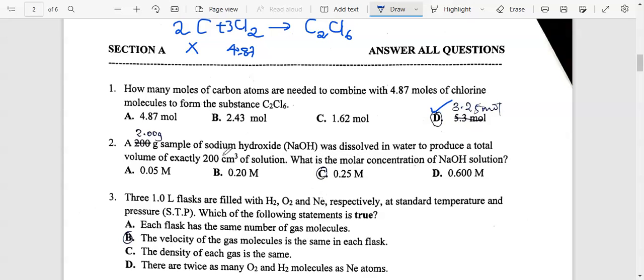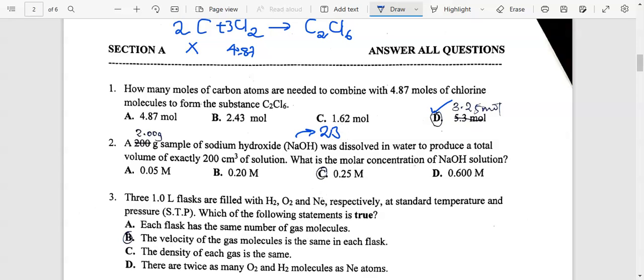The first thing, we need to find the molar mass for sodium hydroxide. In sodium hydroxide, we've got 1 sodium, and the mass of the sodium should be 23. Let me just confirm that from my periodic table, in case I have missed it. All right, so the molar mass for sodium is 23.